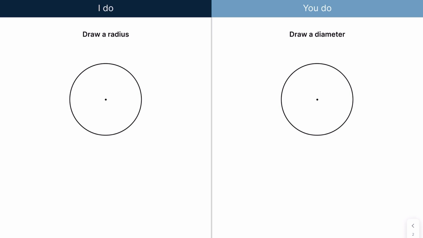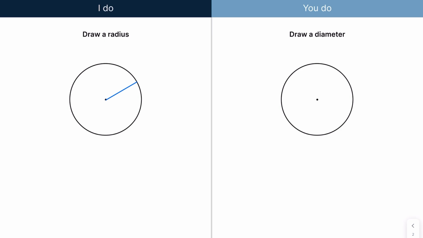So a radius is just a line from the center of a circle to the circumference, which is the outside. Okay. The radius could also be like this. You could have it in any direction. It could also be down. It could also be like this. Okay. So a line from the center to the circumference.